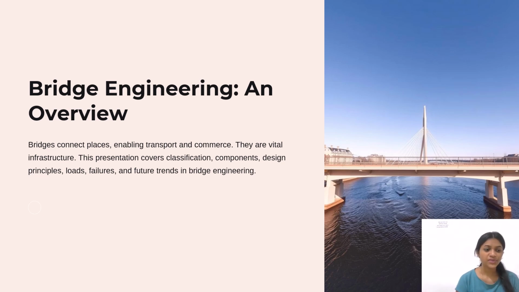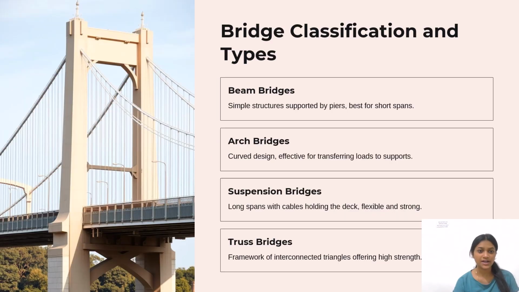But today we will take a simple overview of bridge engineering. This is one of the most important fields in civil engineering. So let's start. There are five types of bridges: beam bridges, arch bridges, suspension bridges, and truss bridges.